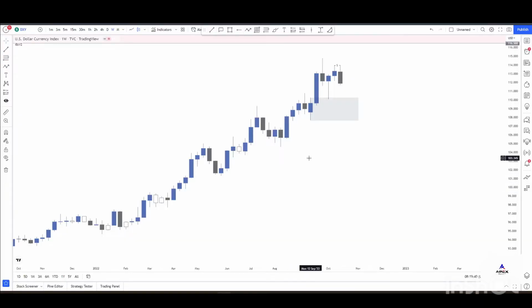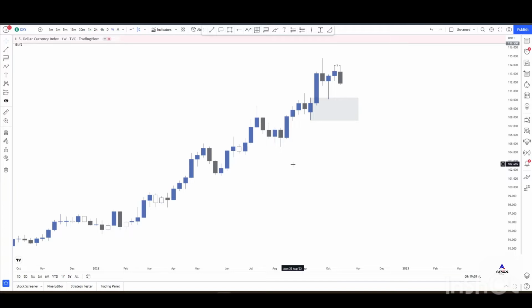Alright, welcome back. So we're going to start with DXY. Last week was a bit tricky. Most of the week was quite ranging, so it was difficult to trade through last week. But this week, let's see, we may have some better price action based on how the market closed on Friday.